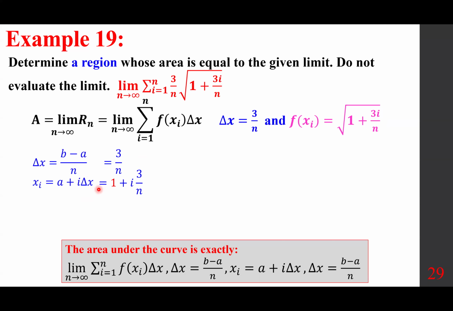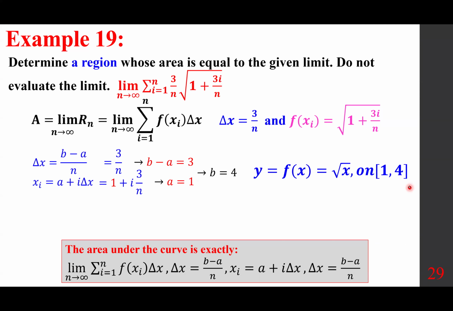So if it's a plus i delta x, a must be 1, b minus a must be 3. So b minus a is 3, a must be 1, right? According to this, b minus a must be 3, and according to this, a must be 1. So b minus 1 is 3, so b becomes 4. So what we are looking at, the function y equals f of x is the square root of x on the interval of 1 to 4.